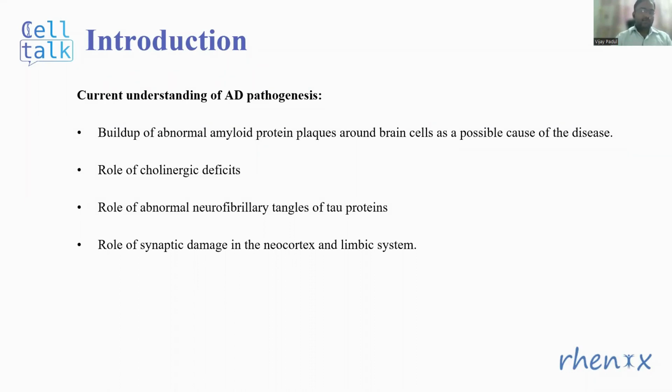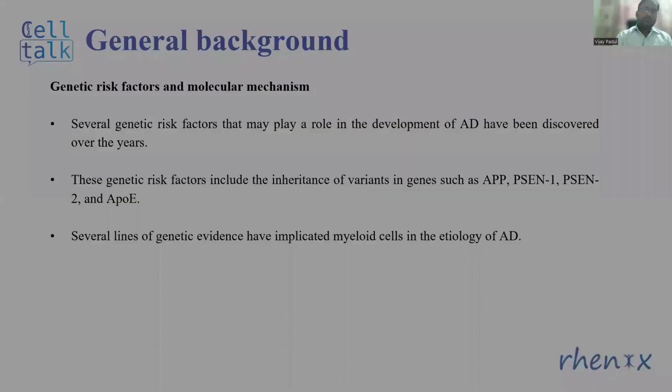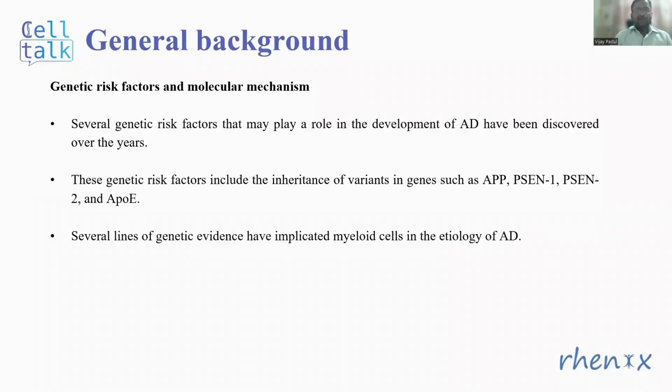And there are also suggestions of synaptic damage in the neocortex and the limbic system of the brain. In a general background, there are genetic risk factors and molecular mechanisms that have been identified up till now by various research articles and groups. The genetic risk factors that may play a role in the development of Alzheimer's disease have been discovered over the years. So these include inheritance of variants in the genes such as APP, PSEN1, PSEN2, and ApoE.